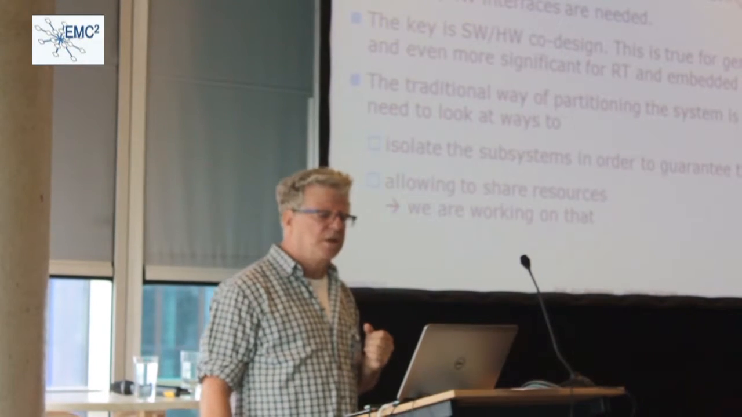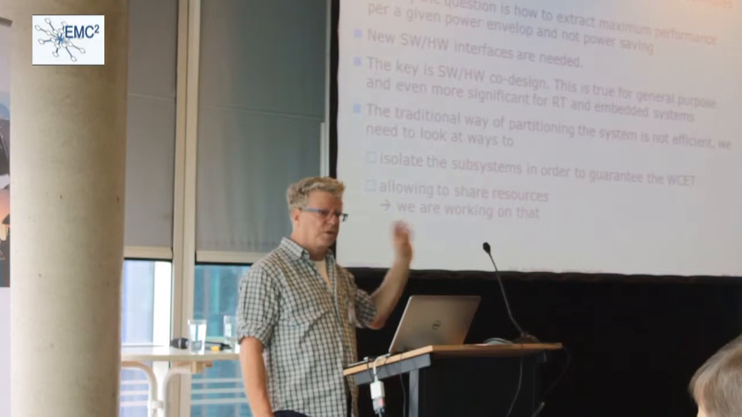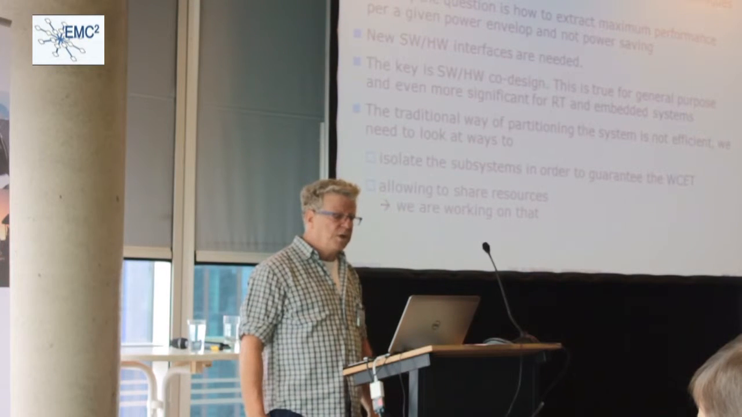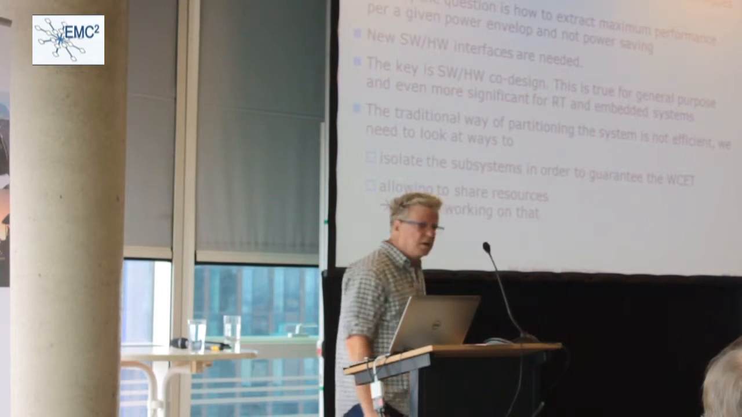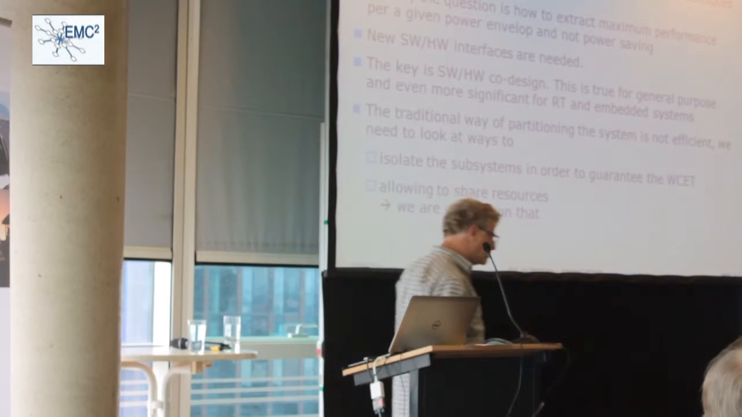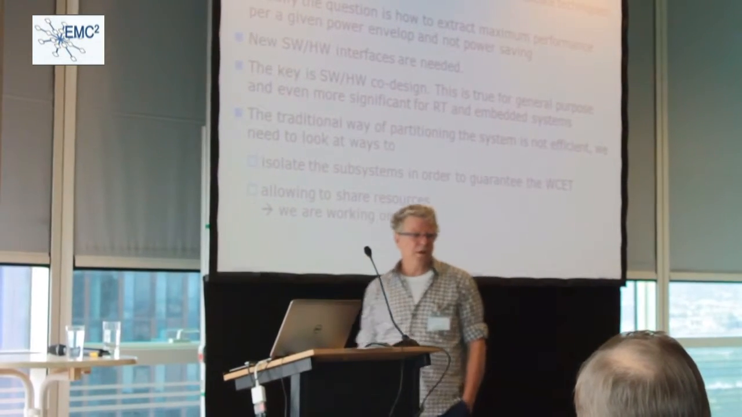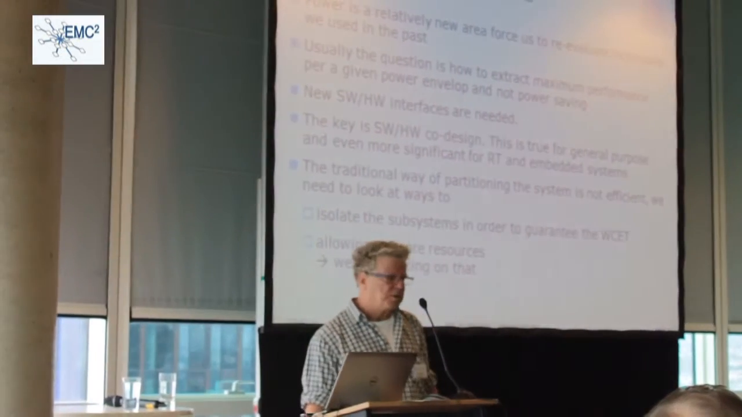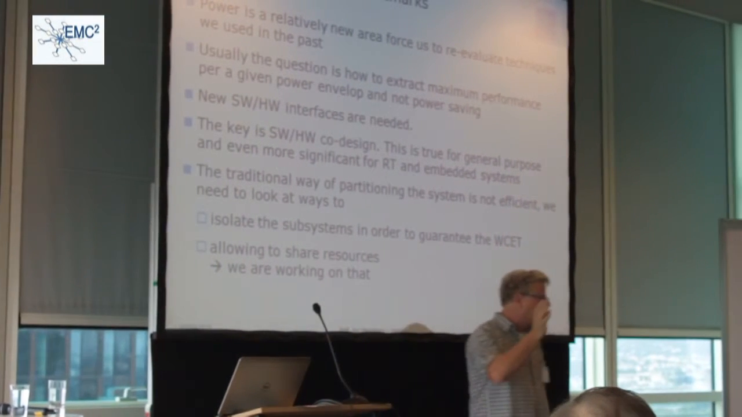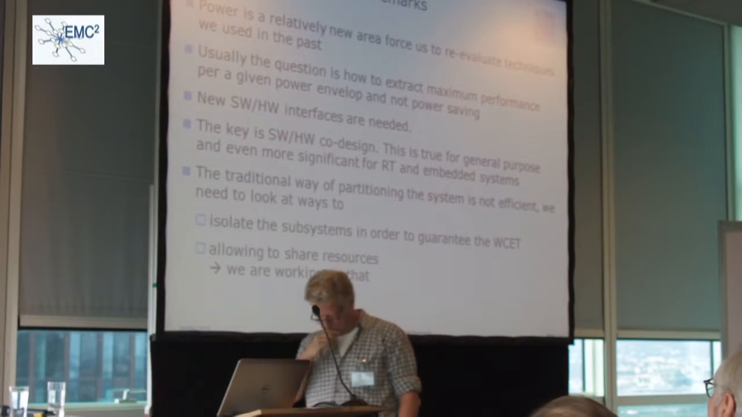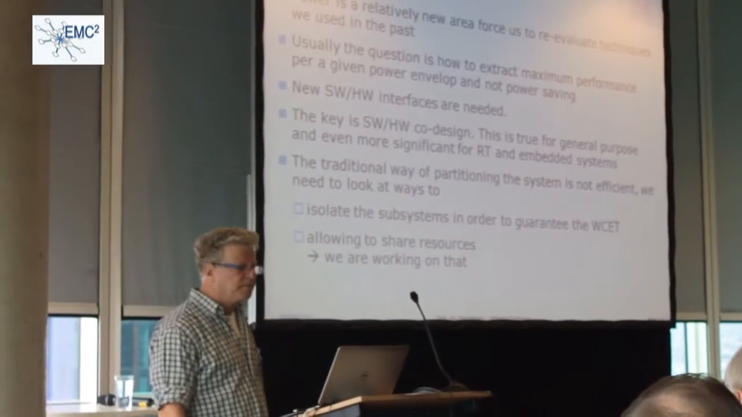Usually the question is how to extract maximum performance per given power. Again, this is different from what most people think about power management. We need new software-hardware interfaces. What we have right now is not sufficient, especially for mixed criticality, and it is not sufficient for multiprocessors. We need to build a new infrastructure. The main difference is that we need more global information about what the system is doing, and it is not good enough to look at each processor, and the current mechanisms usually do not provide us this high-level information which is needed.